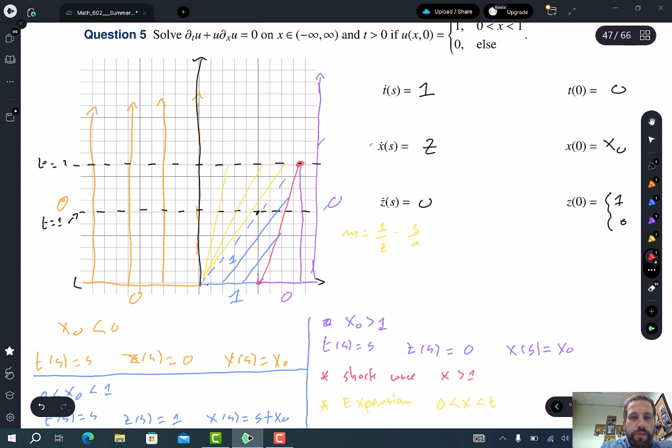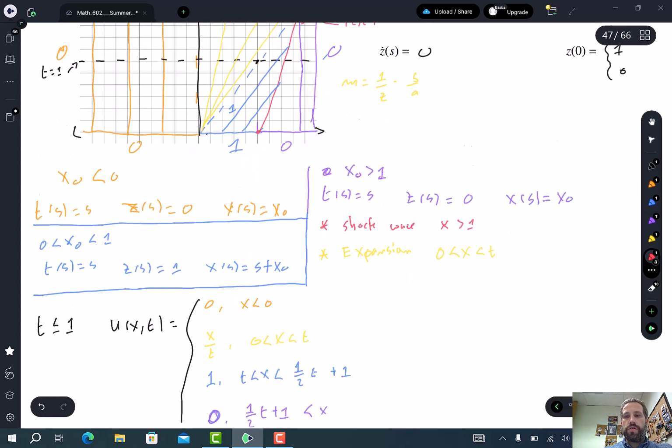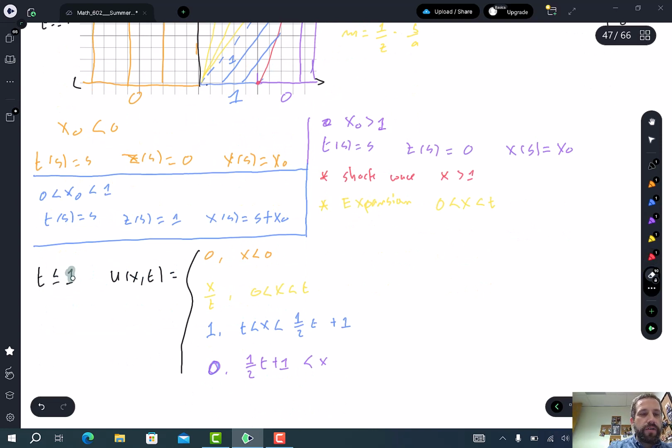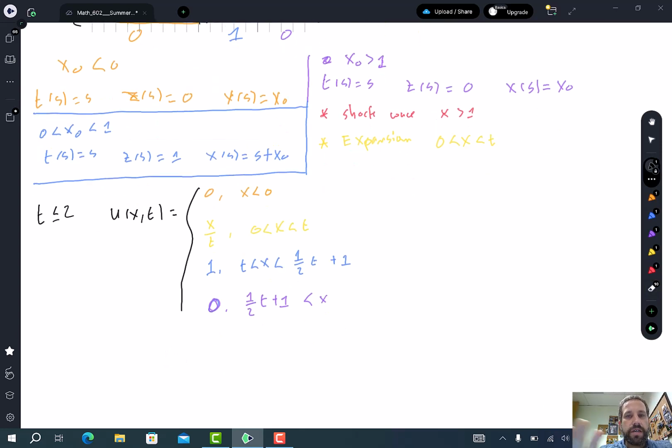So notice this point right here. This point right here is x equal to 2 and t equal to 2. Okay, so now what I want to do is look at the problem for t greater than or equal to 2. So now, after other consideration, we actually see that this is going to be valid for t less than or equal to 2. And before we move on, let's give more information about why that's true.